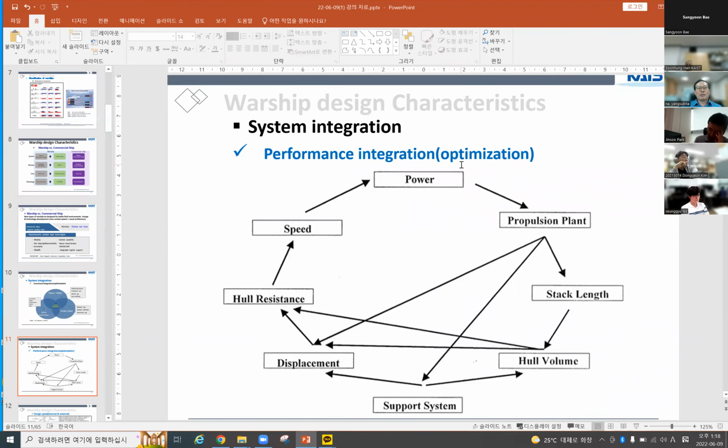And the performance integration is needed. As you see, the power, speed, resistance, response, and support are closely interfaced, and they are also oppositely interfaced. The propeller, for example, is related to the hull form, and the propeller stack length is related like that. All its performances are optimized to maximize its function.